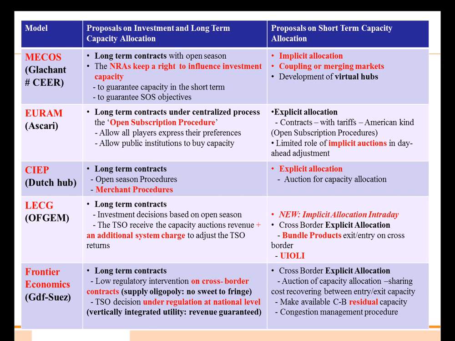Ofgem did say in a meeting, why not implicit allocation intraday? Or another remark in the Ofgem document: bundled products, use it or lose it. In GDF Suez, you will see that regarding cross-border contracts, GDF Suez doesn't like regulatory intervention. So at the European level, crossing the border should be left to the market. But inside the country, at the TSO level, they are okay with regulation of the TSO decision. Maybe because they are a vertically integrated utility, they like to get a guarantee of revenue.